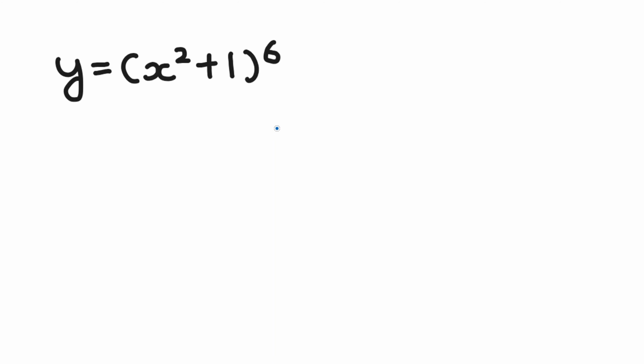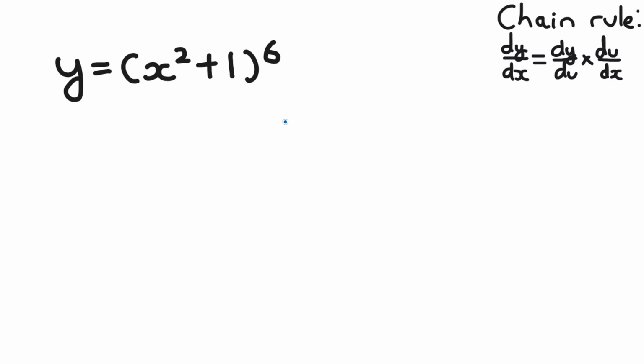This can be a bit difficult to explain, but basically, we have this x squared plus 1 here, which is a function, inside this power of 6 here, which is another function. So therefore, we can use the chain rule. And the chain rule is that dy over dx, so this is what we want, the derivative, is dy over du multiplied by du over dx, where u is a substitution that we make for the inner function, and this is the function inside the other function.